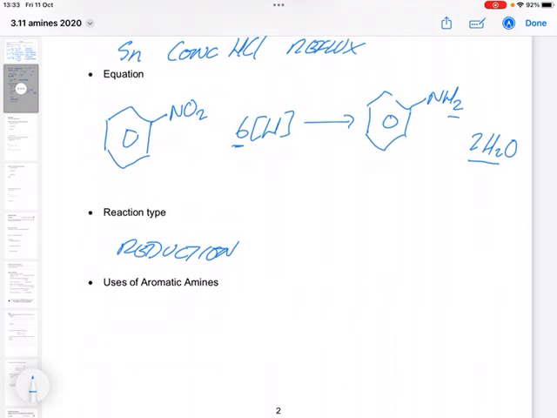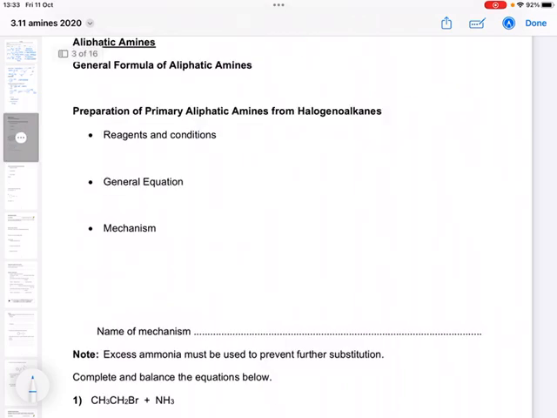And we tend to use these in the manufacture of dyes. So amines tend to be used in the manufacture of dye stuff. Okay. So, right, next page, just looking at the aliphatic amines. So the general formula for these is CnH2n plus 3. That should be a 2 plus 3. And then an N.